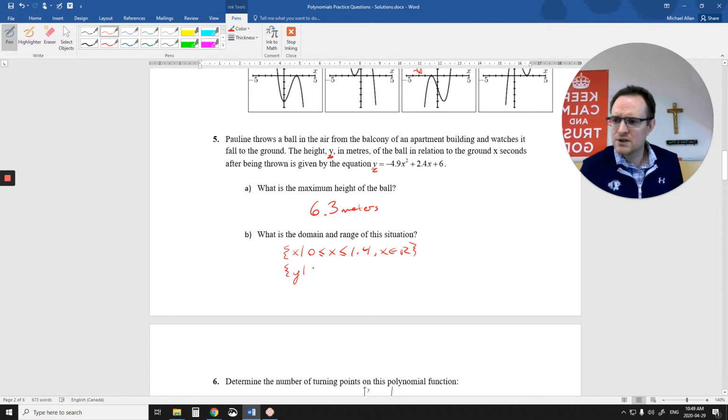Range: the range is from the top to the bottom of the graph. So the range is going to go from 0 to the top. You always go from the lower number to the higher number, sorry. So it's the bottom of the graph to the top of the graph, and we have the 6.3 meters at the top.